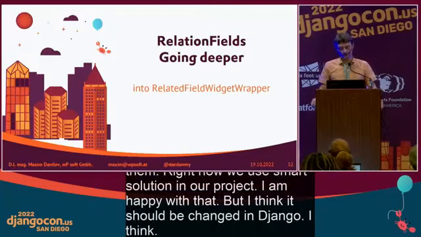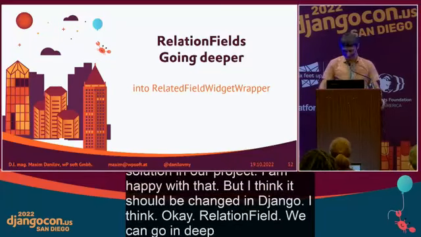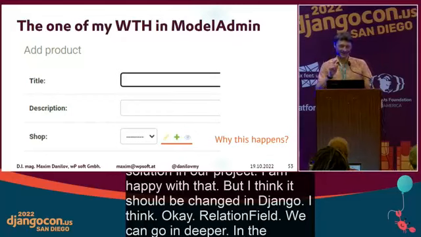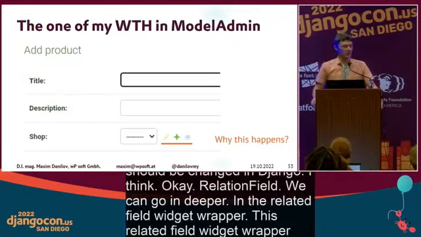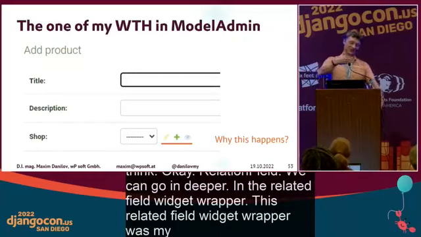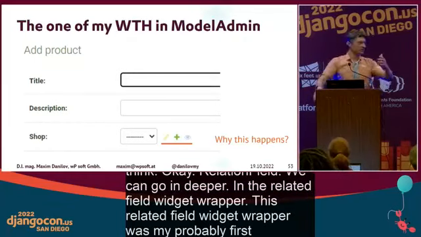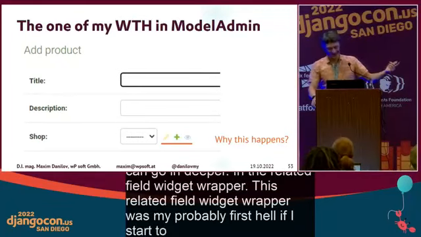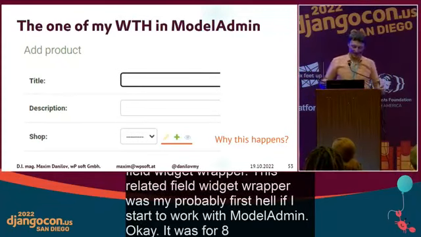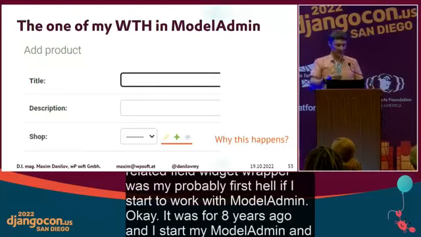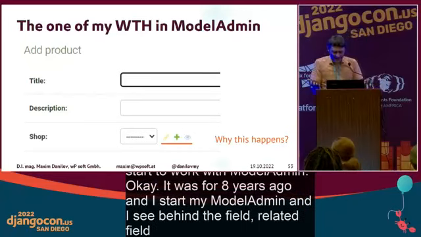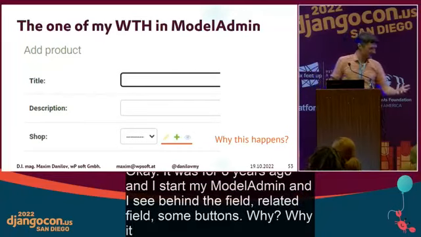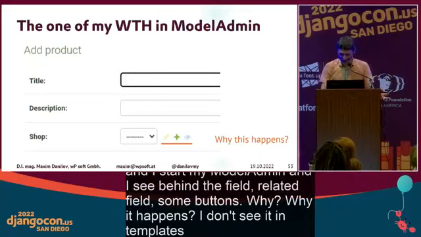Okay, relation field. We can go deeper into the related field widget wrapper. This related field widget wrapper was probably my first "what the hell" when I started to work with model admin. It was eight years ago, and I started my model admin and saw, beside the related field, some buttons. Why does it happen? I don't see it in templates. How can I change it?